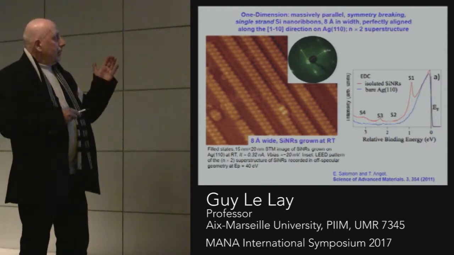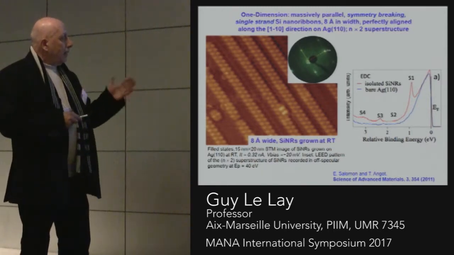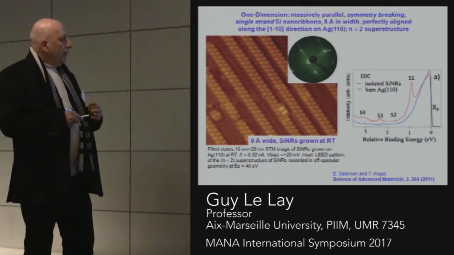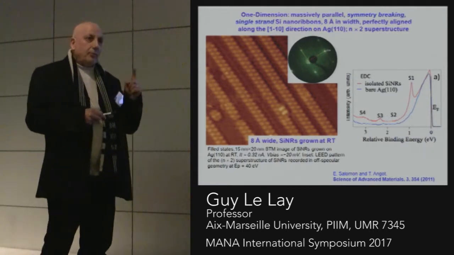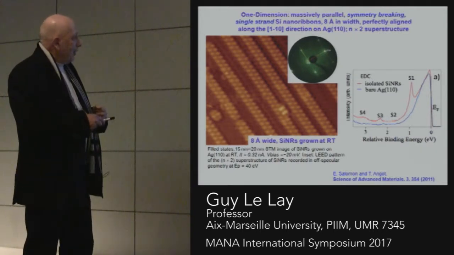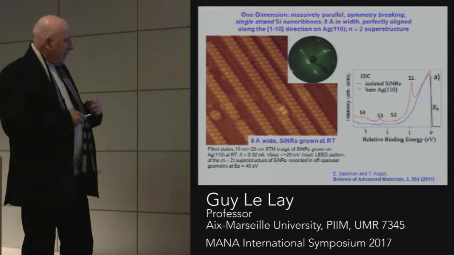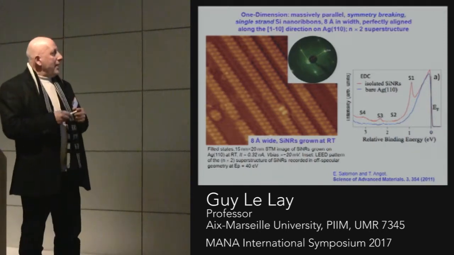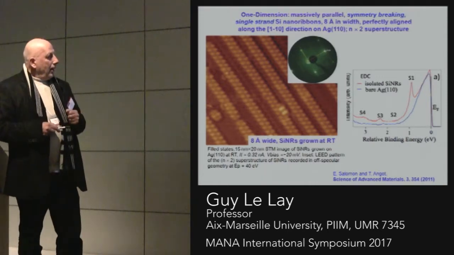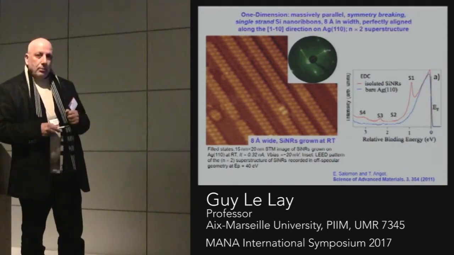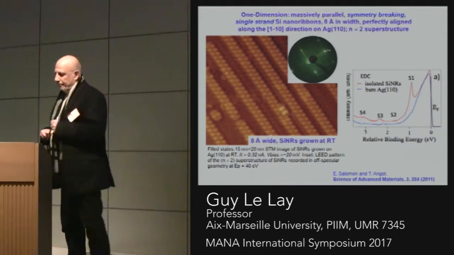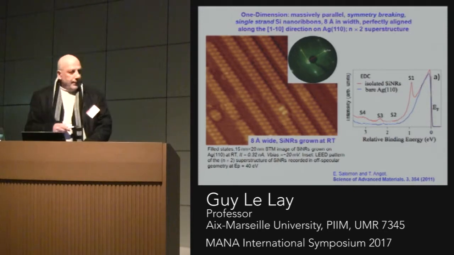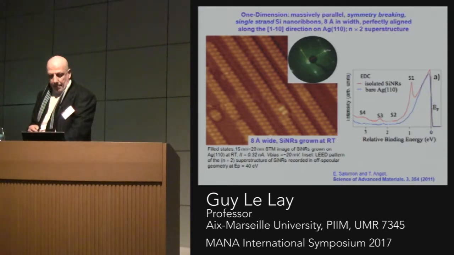They are all perfectly aligned along the 1,1,0 direction of silver. They have a width of only 8 angstrom. And you see one of the nanoribbons here. They are grown on silver 111 at room temperature in a massively parallel array. And they display extremely sharp quantum states in angle-resolved photoelectron spectroscopy. This is angle-integrated photoelectron spectroscopy here.